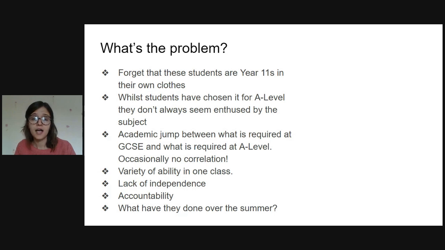We also have a really big variety of ability in one class. Certain subjects at GCSE will have been streamed into ability groups, whereas at A-level you don't really get that. So depending on the entry requirements for the sixth form, you're going to have perhaps someone with a grade 5 up to someone who's got a grade 9, and you're having to teach that huge variety of ability and make sure everyone is making good progress.